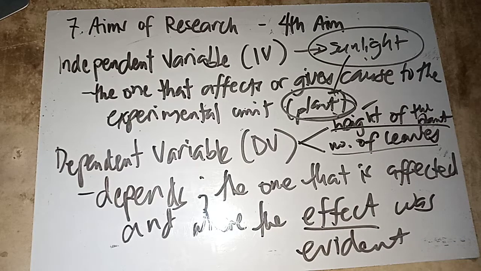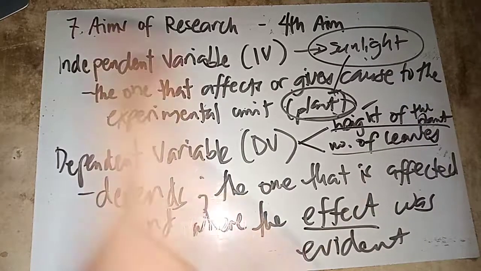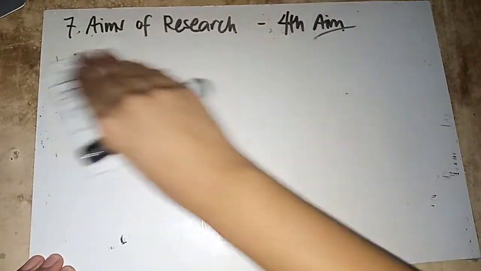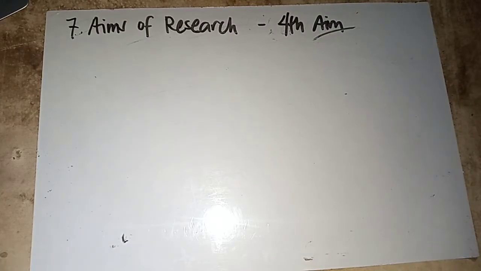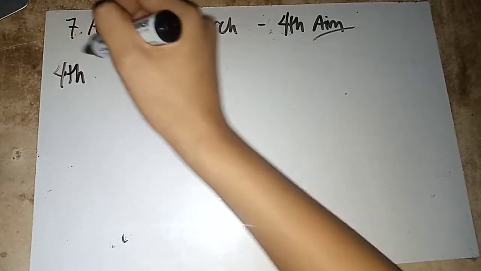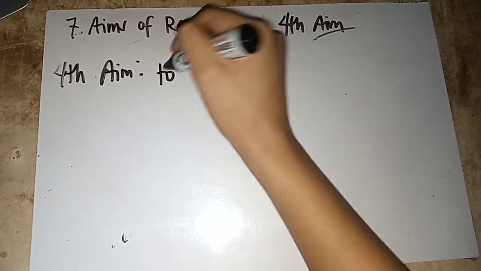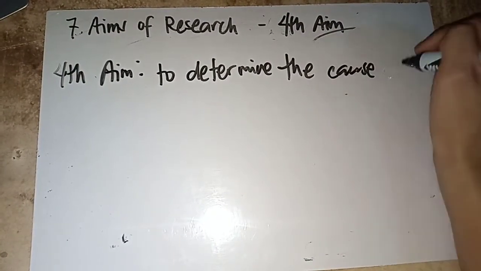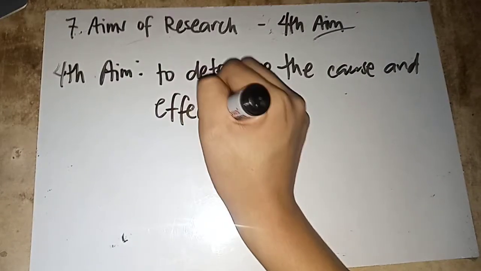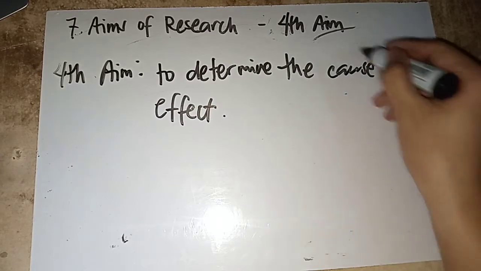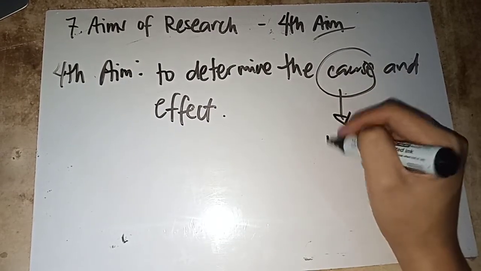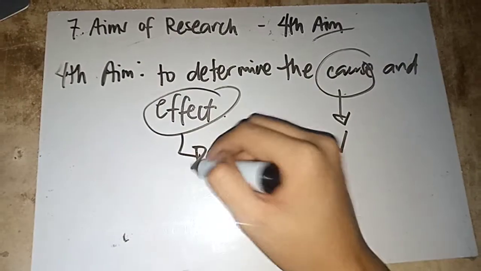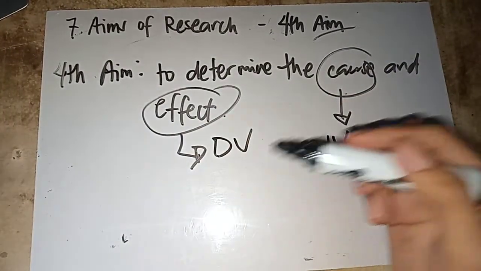So, that situation will introduce us to the fourth aim of research. What do you think is the fourth aim of research? The fourth aim of research is to determine the cause and effect. So, the cause is the one brought by or produced by the independent variable, while the effect can be observed in the dependent variable.